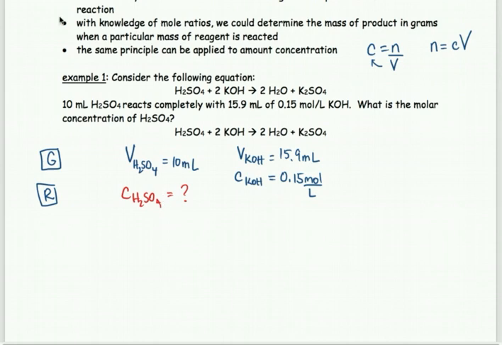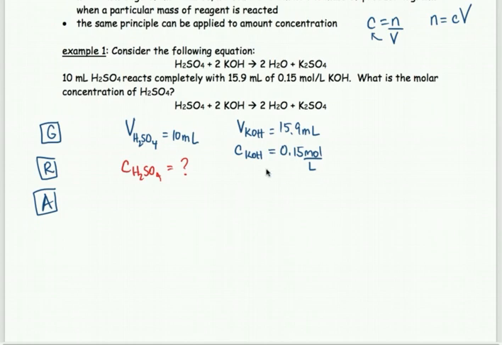All right, so this is the plan. So you know information about potassium hydroxide. So that's what you're going to use in order to find the amount in moles. And then you're going to use mole ratio to figure out the amount of hydrogen sulfate, and then eventually get to the concentration. So here's our plan. So we use the box method. So you're going to start with, so you know the concentration.